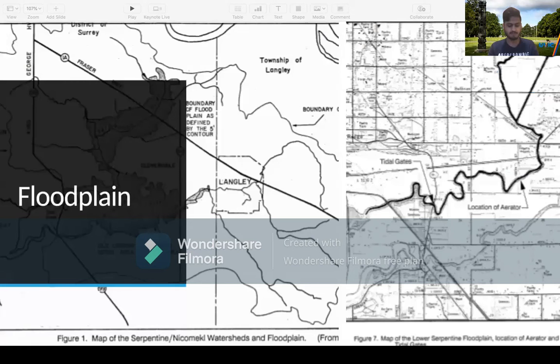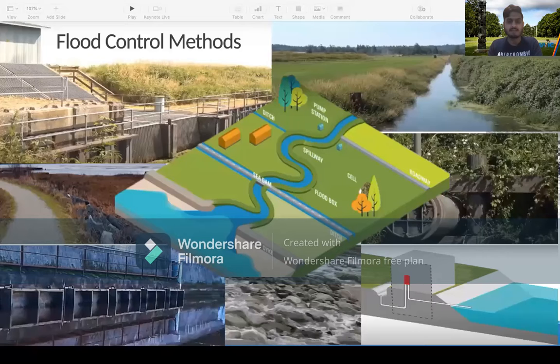The coastal floodplain composes 20% of Surrey's land, and it extends from Boundary Bay to Cloverdale and Newton, up towards Sunnyside. It is prone to floods from high tides and excess precipitation or storm surges from the Serpentine and Nicomekl rivers. The flood system below is composed of sea dams, spillways, flood boxes, and pumps to mitigate floods.